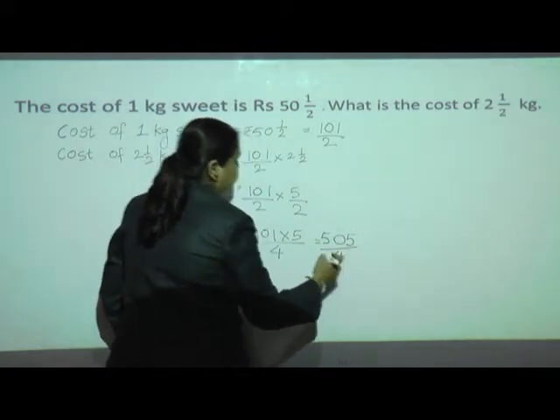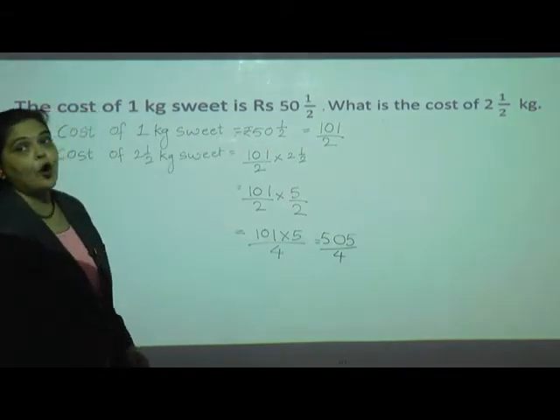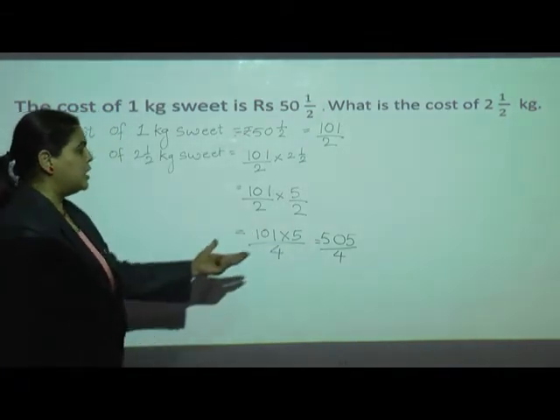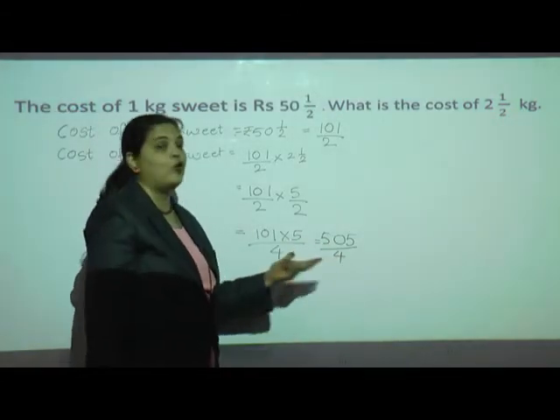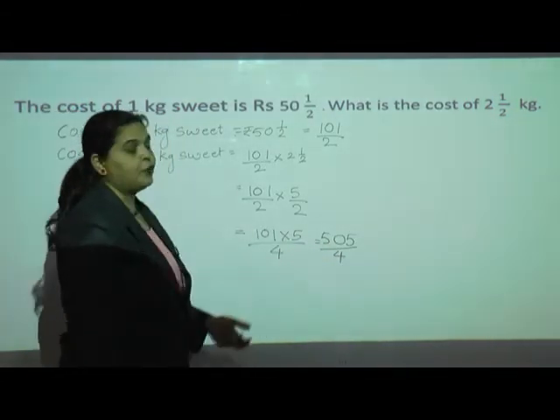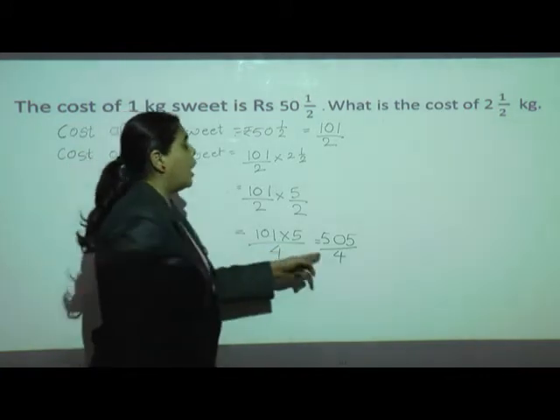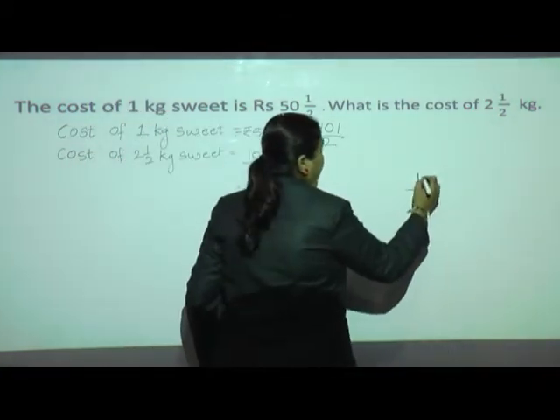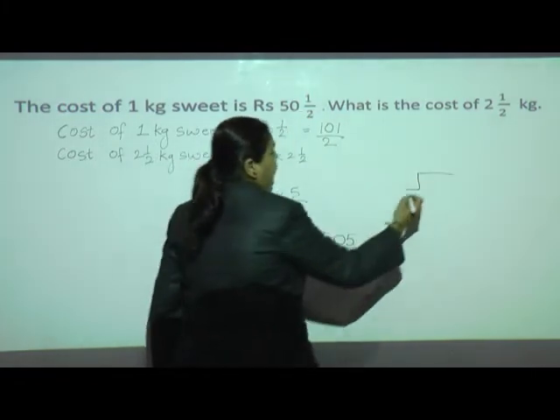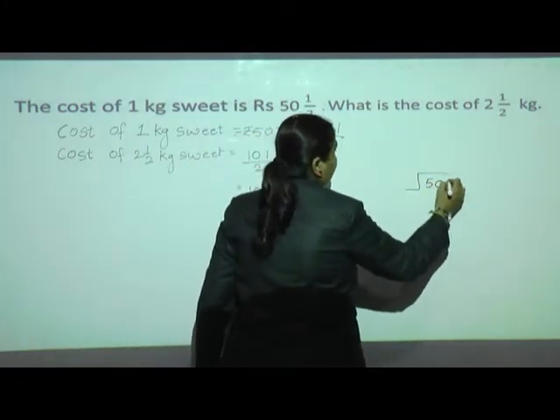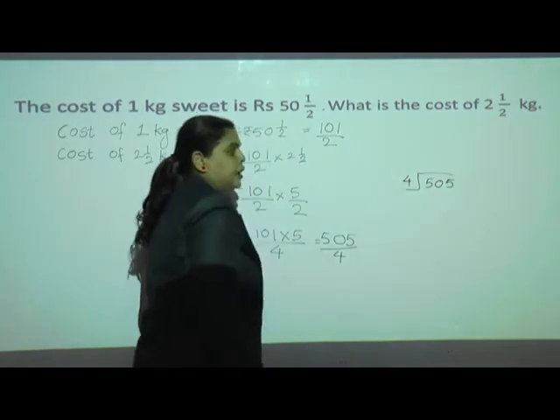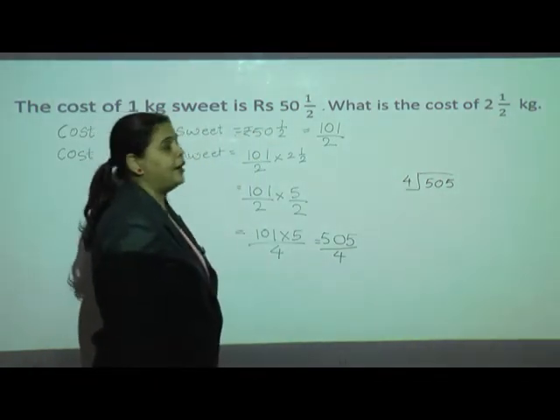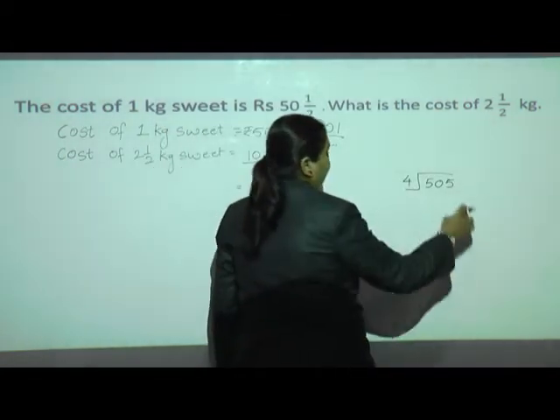This is what? We are getting an improper fraction and I want to find out the cost. I can't say 505 upon 4 rupees. Do you find this type of rupees in the market? No. I have to make this improper fraction into rupees. So I have to divide 505 by 4, which is a very easy division, which you already learned in 3rd and 4th standard.